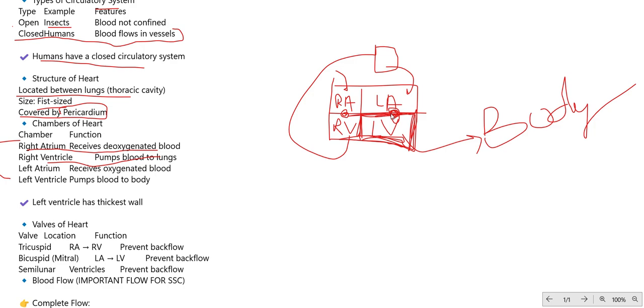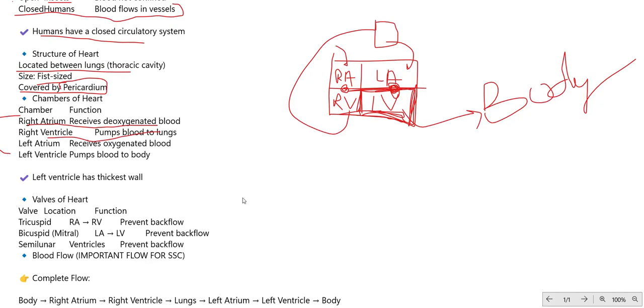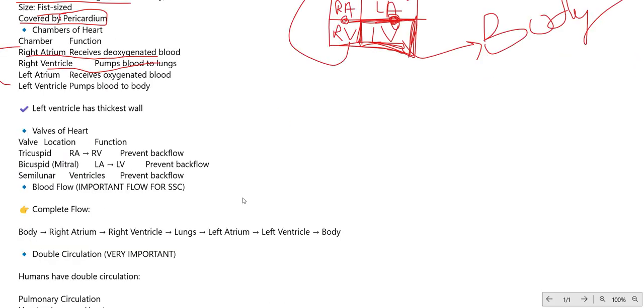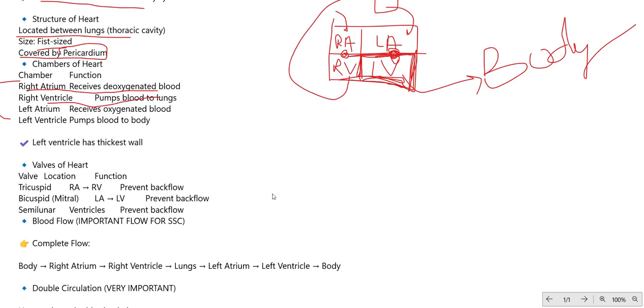Semilunar valves, these prevent the backflow. So your blood flow is body, and then your right atrium, then right ventricle, then it will go to lungs, and from lungs the oxygenated blood will come, and it will go to left atrium, then left ventricle, then body, then again from body to right atrium.